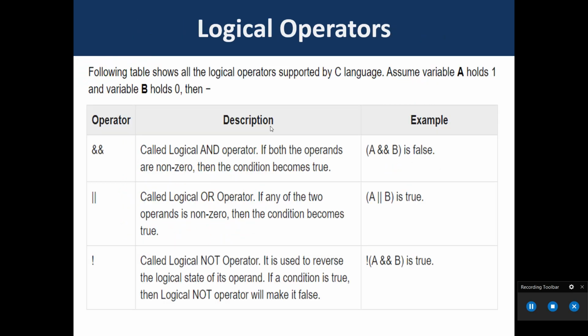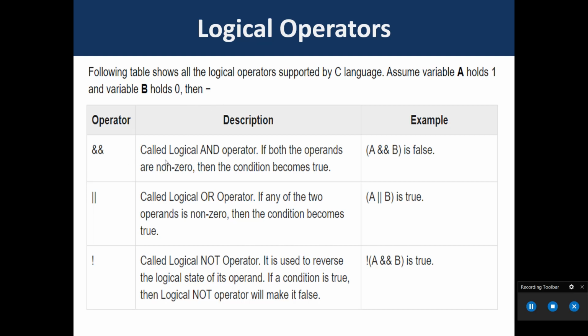Then after that, the logical operator. It refers to the Boolean value, which can be expressed as binary logical operations which involve two variables, and or, or unary logical operations, not. Then these are the symbols for the logical operators. The following table shows all the logical operators supported by the C language. Assume variable A holds 1 and variable B holds 0.